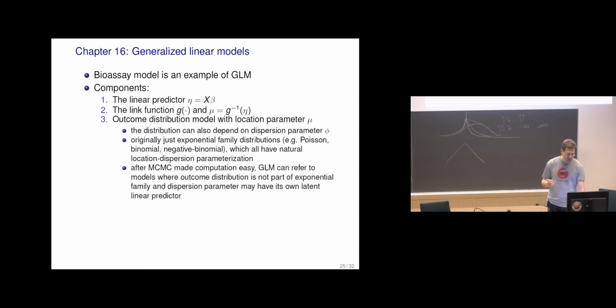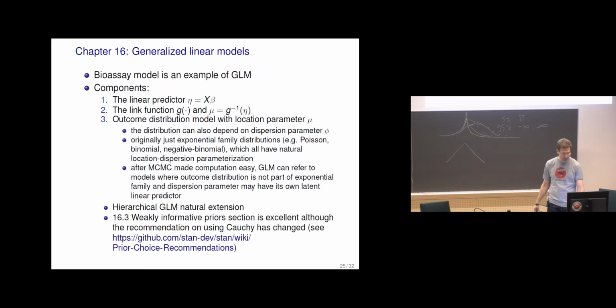But then after MCMC made the computation easy, people also call models generalized linear models where the outcome distribution is not part of the exponential family, or where the dispersion parameter has its own latent linear predictor. These kinds of things are also nowadays called generalized linear models. And of course, hierarchical GLM is a natural extension.